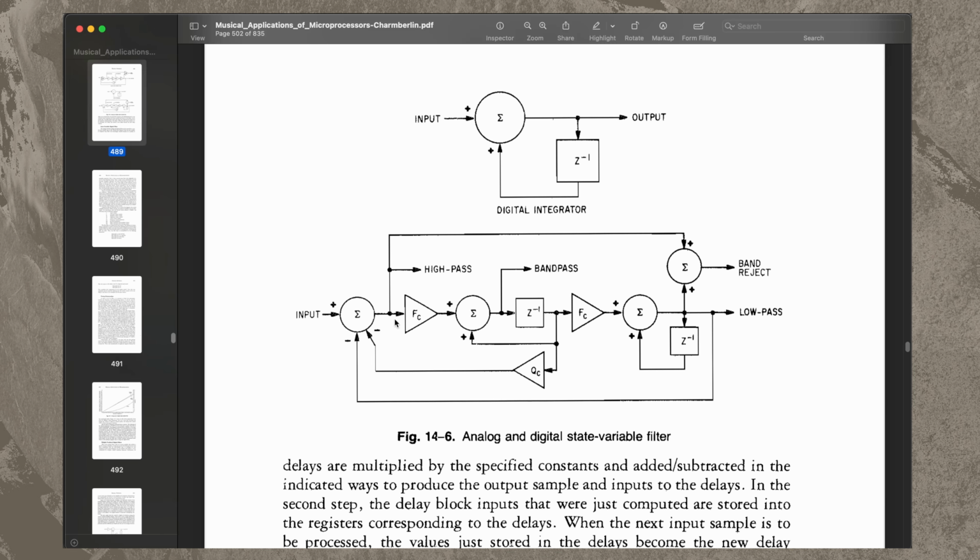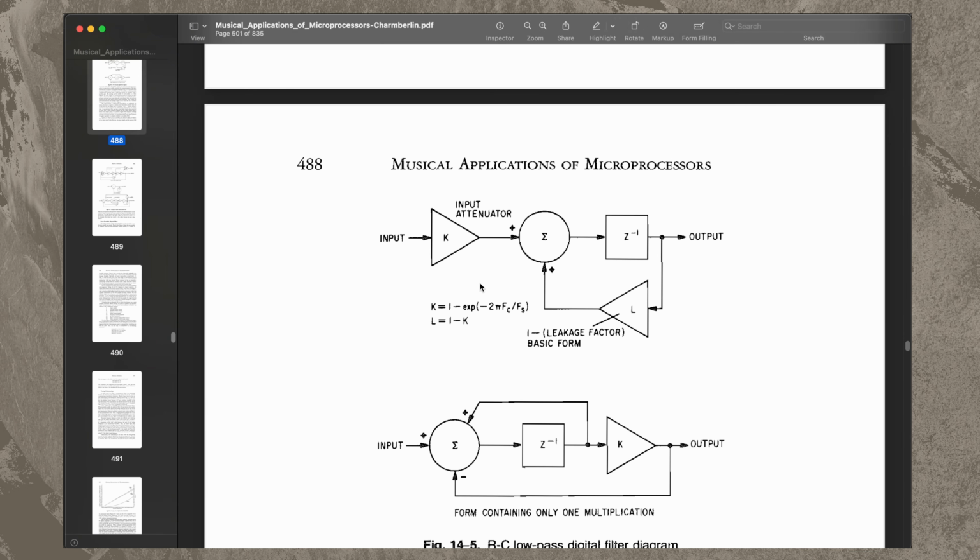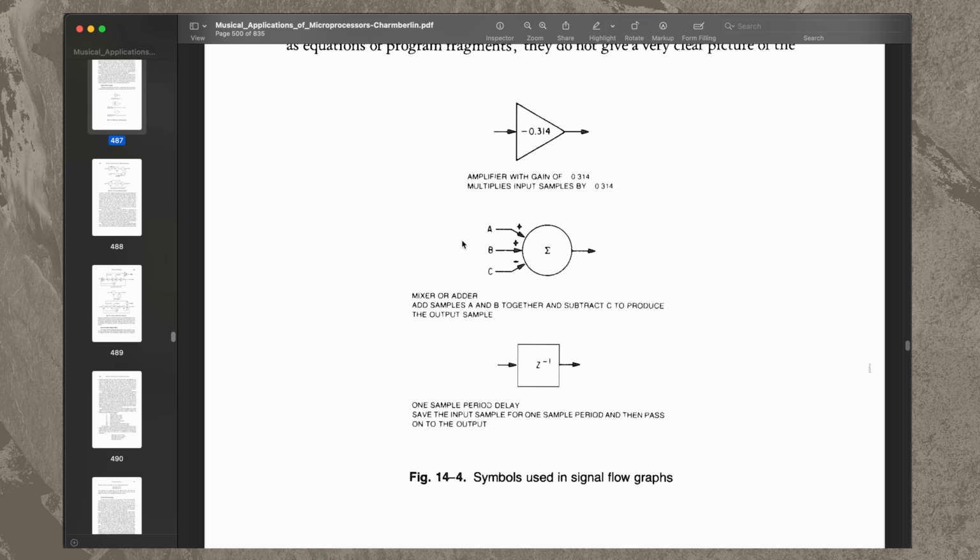This is what I'm going to show you, and let me walk through this because it looks complicated, but it's actually more simple than you might think. The first thing that we need to do is define what these different shapes mean, the circle, the triangle, and the square, because they actually do mean distinct things. There's a legend here, which is that the triangle is an amplifier. In this case, it's an amplifier with a gain of negative 0.314, but you could also, of course, have a variable in here.